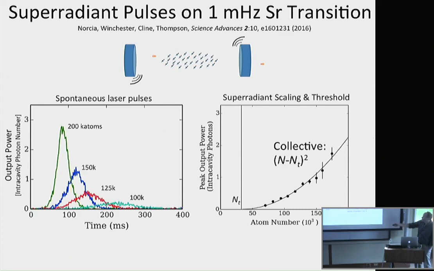We can do that for different atom numbers: 200,000, 150,000, 125,000, 100,000. You can look at the peak output power as a function of the atom number, and we see that it has this kind of N squared scaling, which is the collective enhancement in the emission rate for that peak output power that you expect for superradiance. You can also define a threshold atom number that has to do with single particle dephasing in the system, which sets the scale of that number. So we think this is exactly what we want.